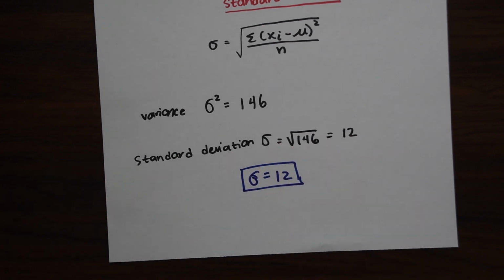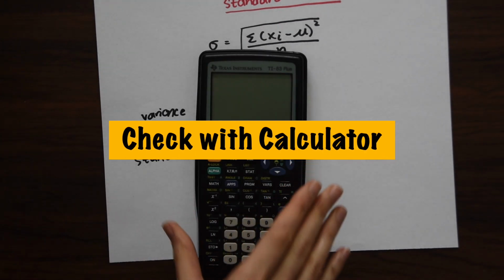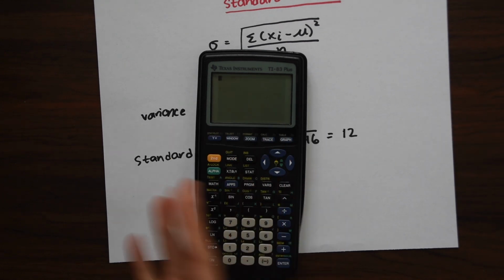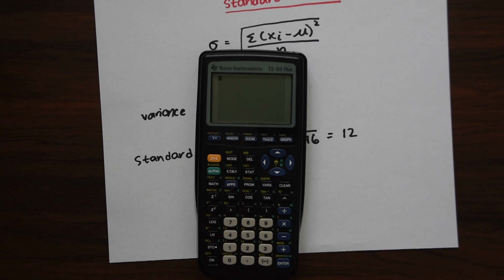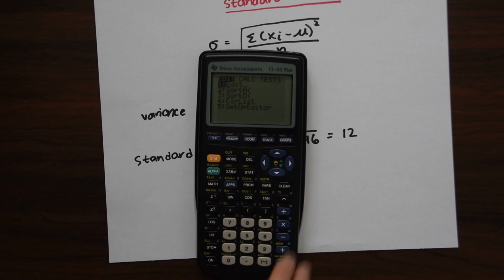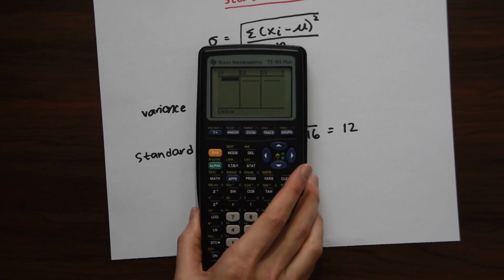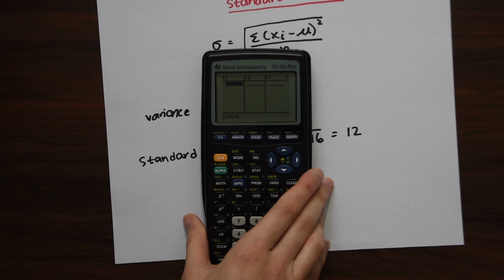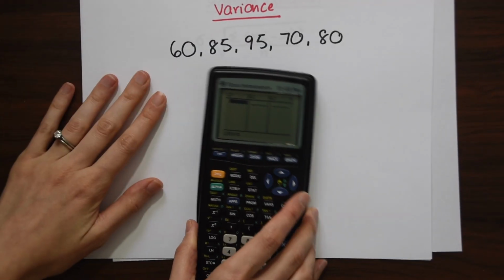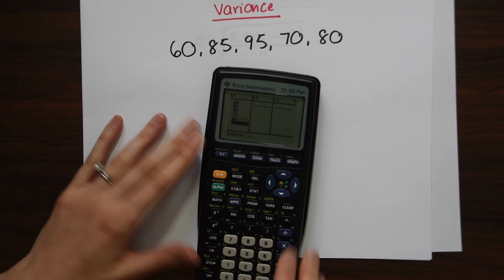So another way we can do these problems is by checking our work on our calculator. So let's say you're taking a test and you have to show your work, so you do it manually, but then you want to check your work also on the calculator. So let's see how to do that. If we go to Stat, Edit, Enter, and then let's clear this list and just plug in the numbers that we were given into this list. So our original numbers were 60, 85, 95, 70, and 80.